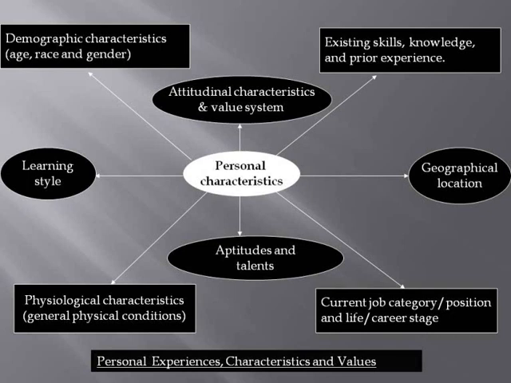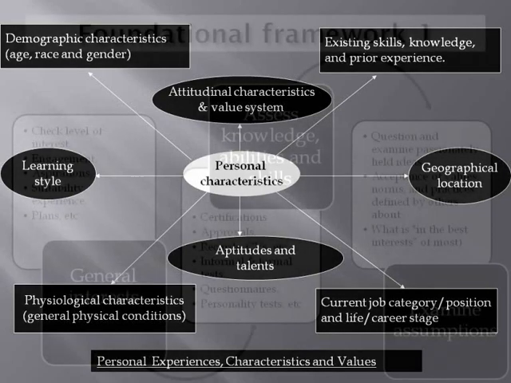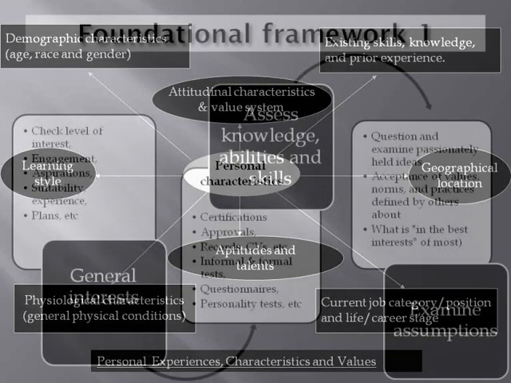Different people have different aptitudes and talents, so a person's characteristics may be affected by the aptitudes and the talents they have. We may also look at the physiological characteristics, for example, the general physical conditions. At times, we may have to look at the current job or the position they hold in their life. For example, in career and different stages in their life. All these are personal experiences and characteristics and values that are important in knowing who the person is or in knowing who am I.